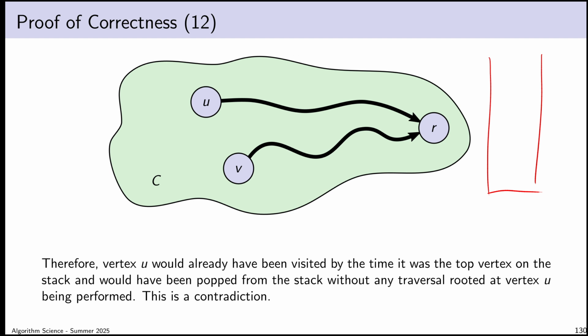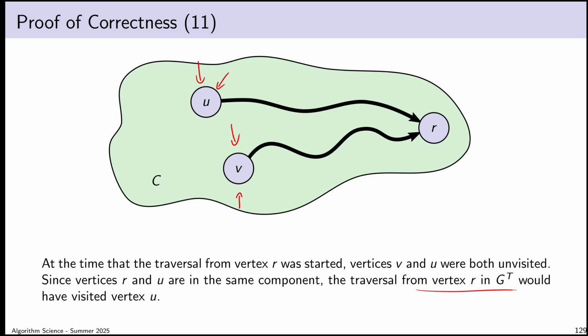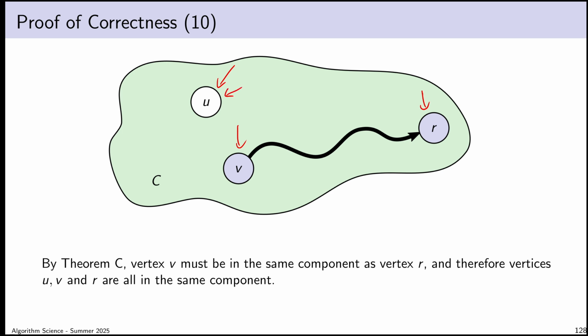So the whole point of theorem D here is, suppose vertex U is on the top of the stack, and I decide to do a traversal starting at vertex U because it's unvisited. Well, none of that makes sense if vertex U has already been visited. And because I could show that when I do a traversal from vertex R, since at the time I did that traversal, vertex U was unvisited, we know that any traversal in G transpose from vertex R will reach all unvisited vertices in the same component as vertex R.